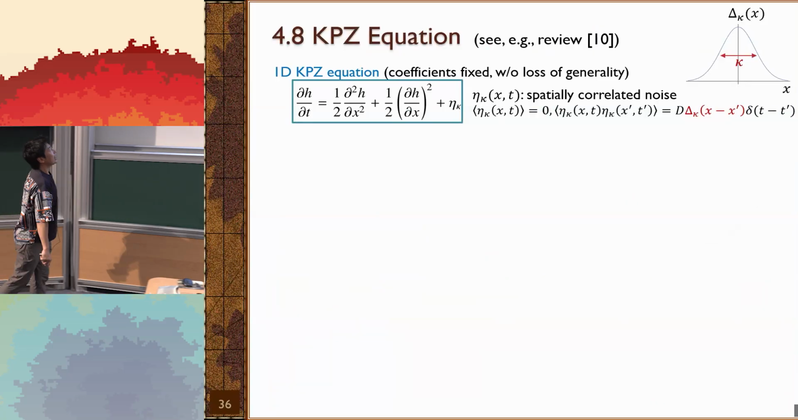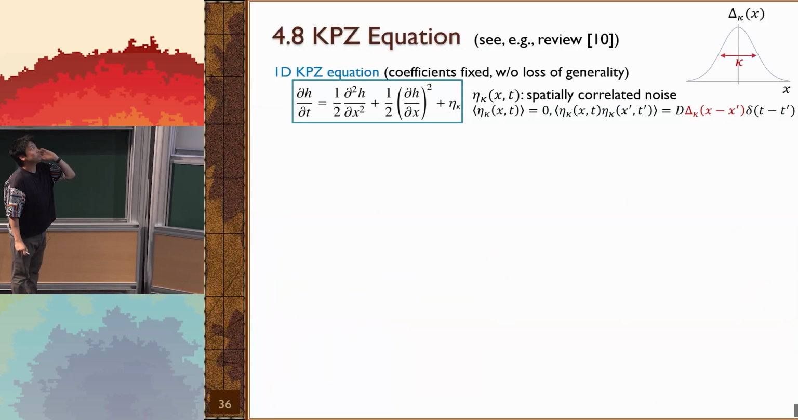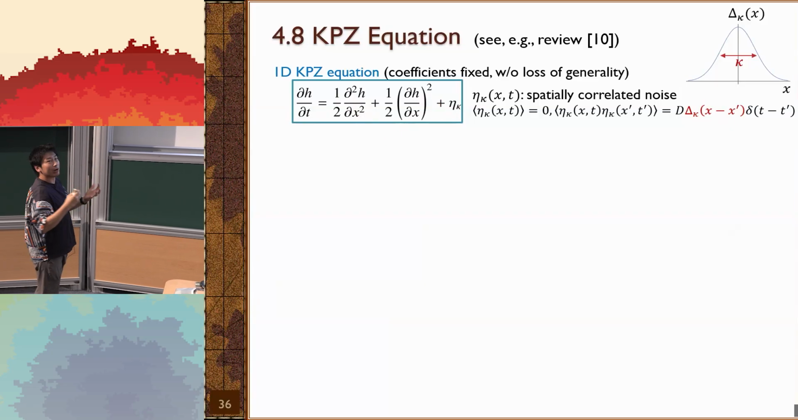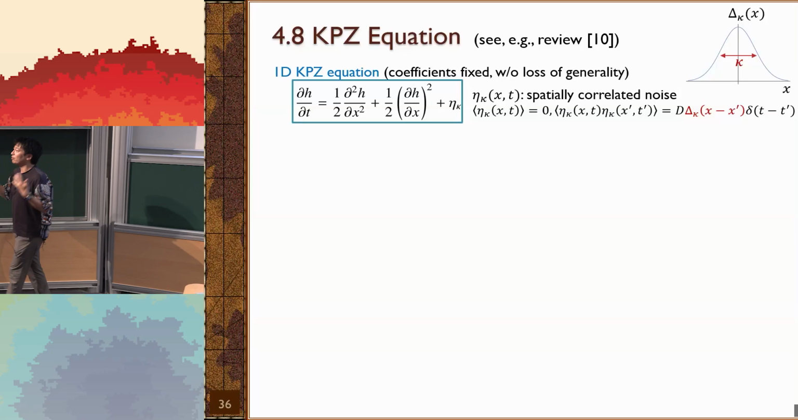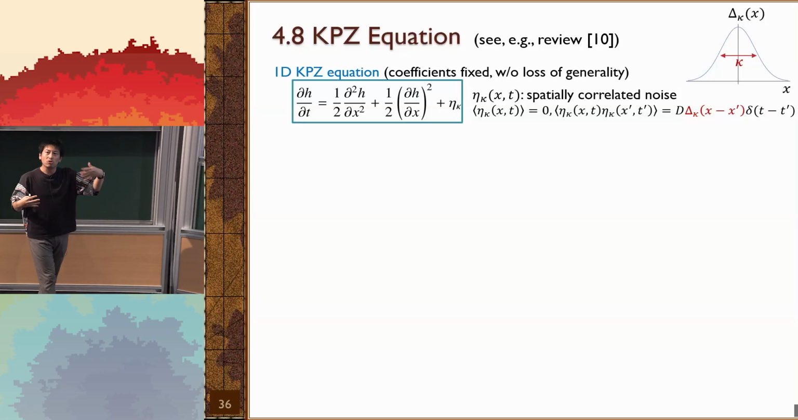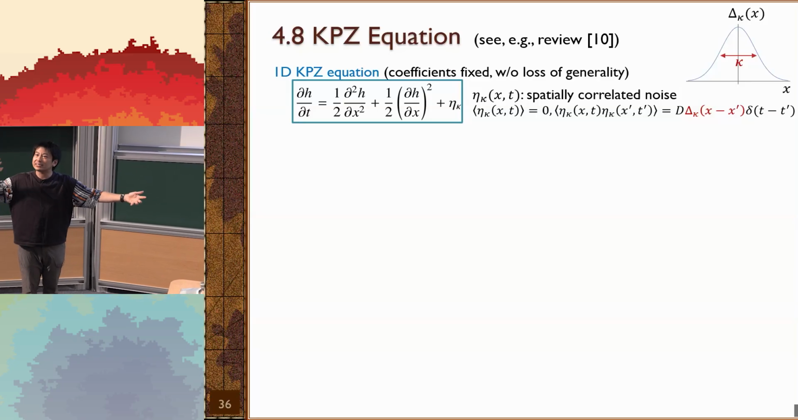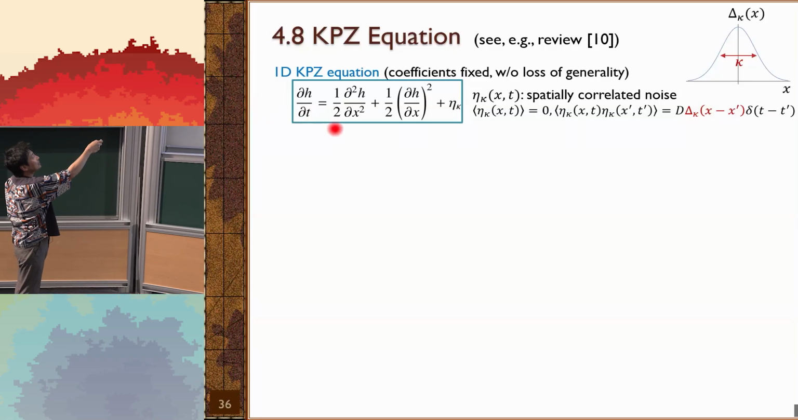Now, I'd like to turn our attention to the KPZ equation itself. This is the 1D KPZ equation, and here I set the coefficients like this. In fact, we can choose the coefficients arbitrarily as you like. For any choice of coefficients, as long as they are not 0, you can just rescale x and t and h, and then you get this KPZ equation. So we can set the coefficients like this without loss of generality.